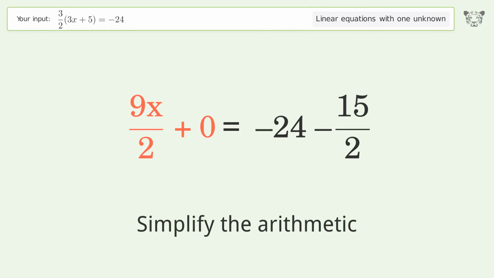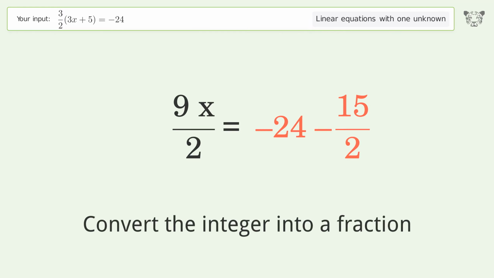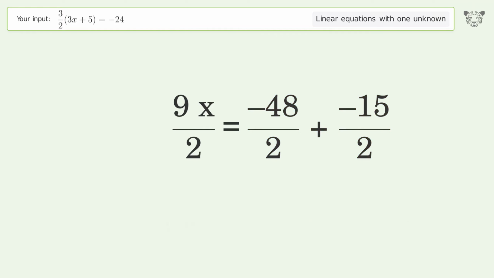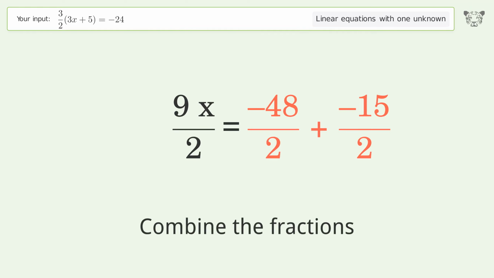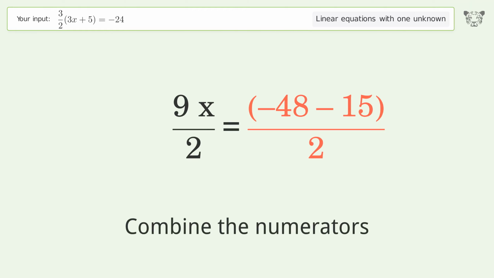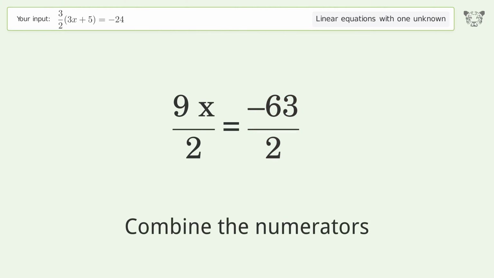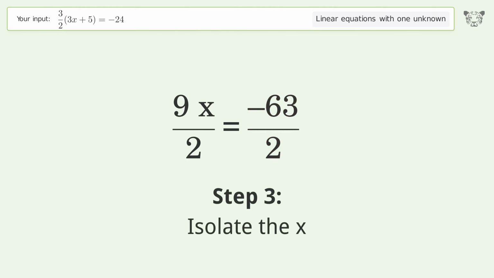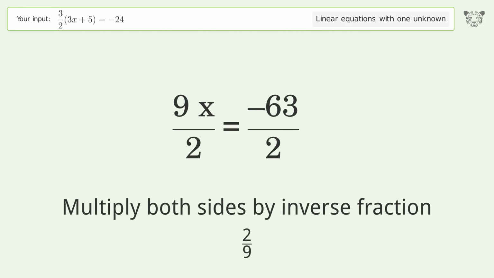Simplify the arithmetic. Convert the integer into a fraction. Combine the fractions. Combine the numerators. Isolate the x. Multiply both sides by inverse fraction 2/9.